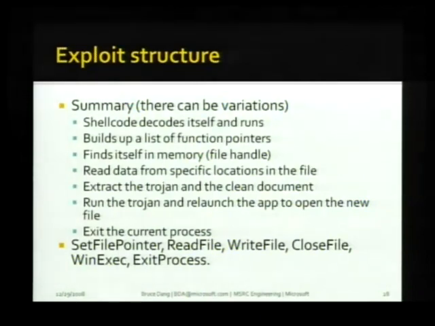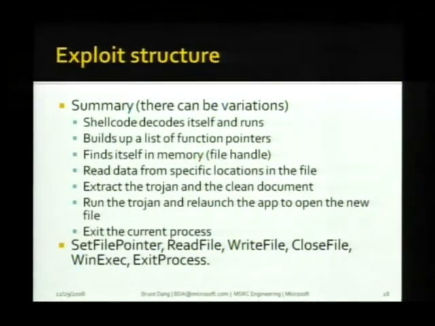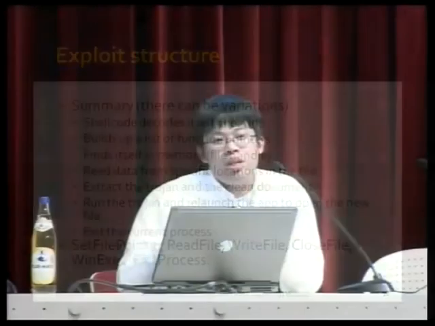Sometimes we use exit thread. And then once it has built up that table of function pointers, it will do a file handle brute force, and then once it finds itself, it seeks to the offset, and they already know ahead of time how big the Trojan is, so they just read that much and then they write to disk. And typically they'll extract it to the temp folder, and then they run it.